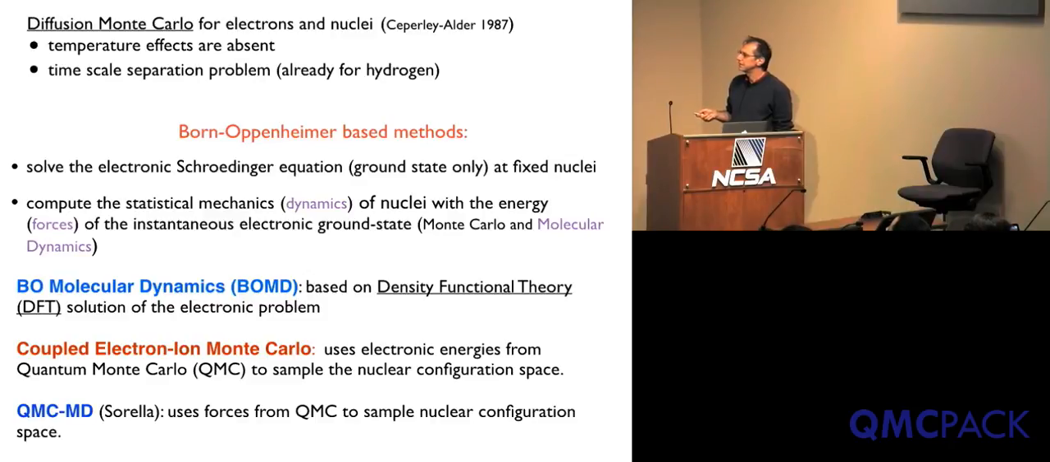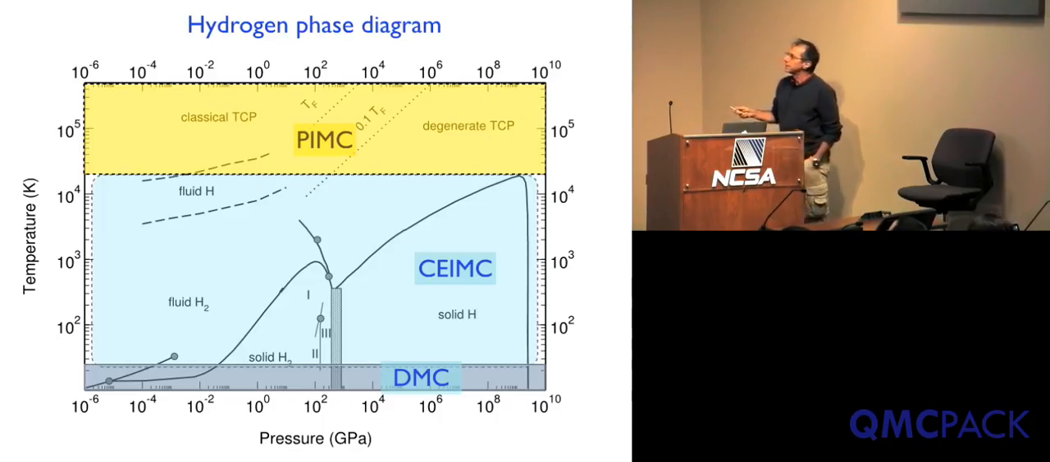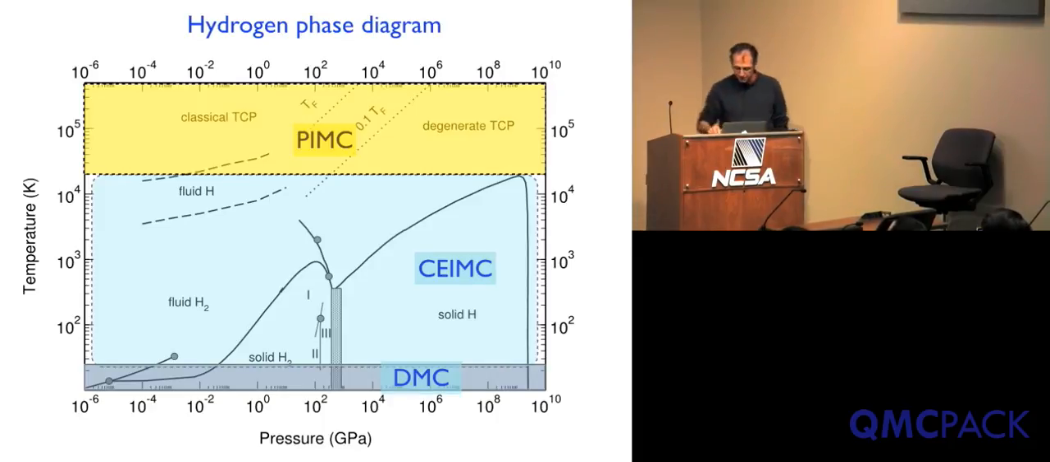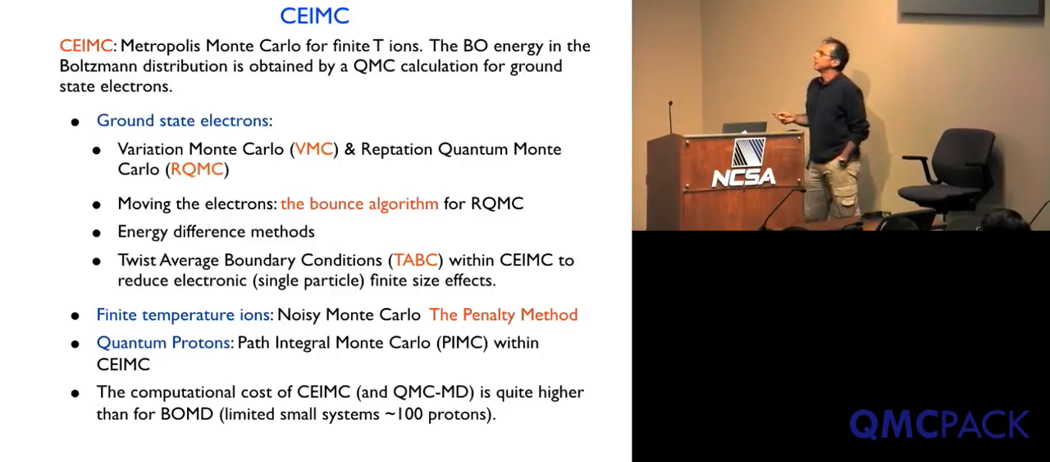Now there is a competitor method which has been developed by Sorella more recently, which uses forces. That's something that Miguel mentioned yesterday also. I mean, the two are on the market. And with coupled electron-ion, we can fill this gap that otherwise is left by path integral and DMC in the ground states. So that's why we have done all this work in these years. Okay, this is what is coupled electron-ion.